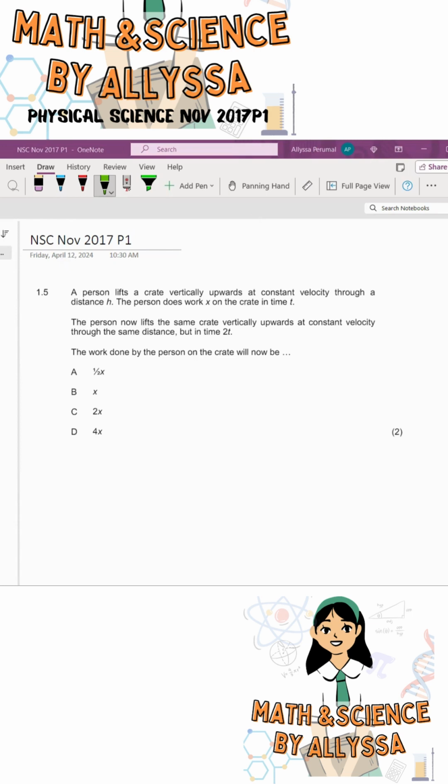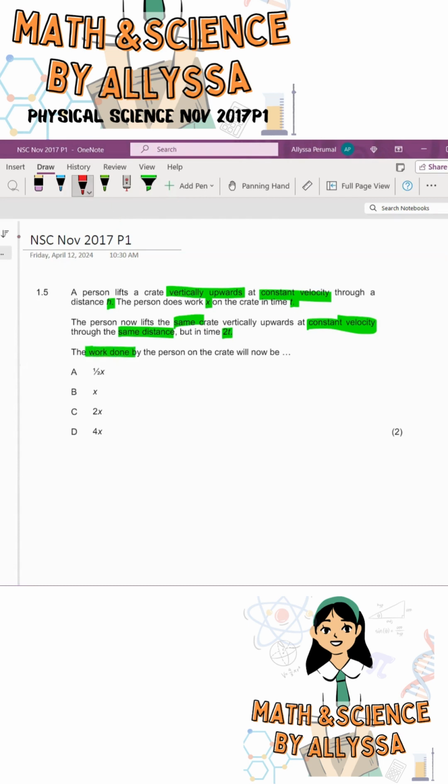So let's start with the question. The question says a person lifts a crate vertically upwards at constant velocity through a distance h, and this person does work x on the crate in time t. Now the person lifts the same crate vertically upwards at constant velocity, the same distance, but they now take twice the amount of time. They now lift this in time equal to 2t. And they want us to find the work done by the person on the crate now.